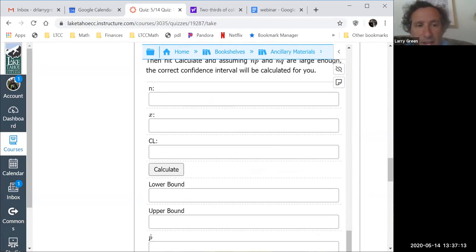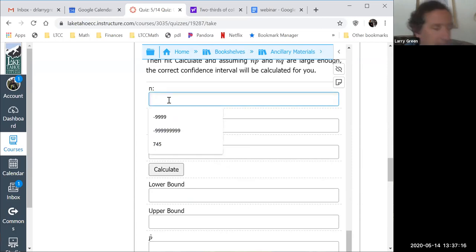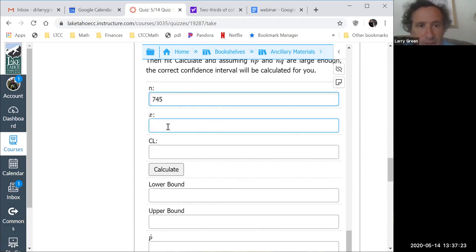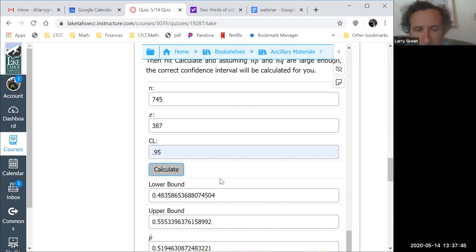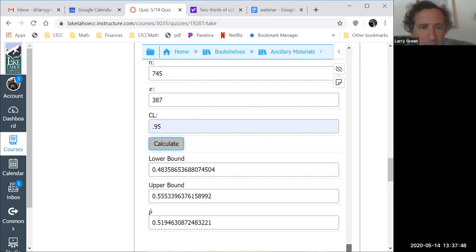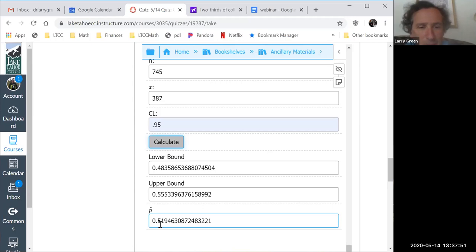So let's go and pop in what we know. N was 745. The X was given as 387. And the confidence level was 0.95. Any questions on entering this? And hey, calculate. Okay, lower bound, upper bound, that's what matters. Just a note, P hat, that's a sample proportion, 52%. The lower bound, I'm gonna go 2 decimals, is 0.48, and the upper bound is 0.56.